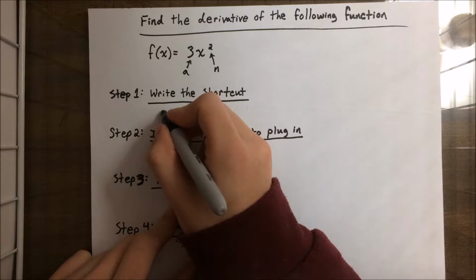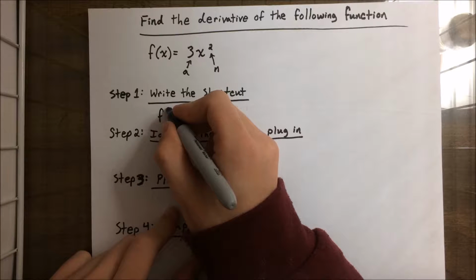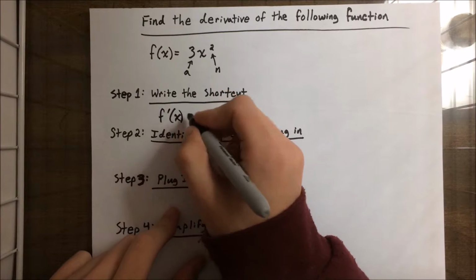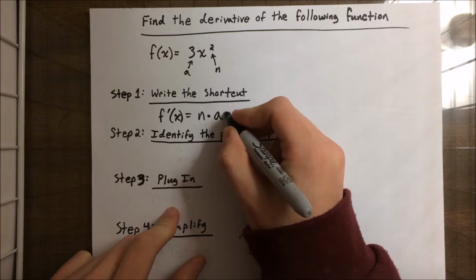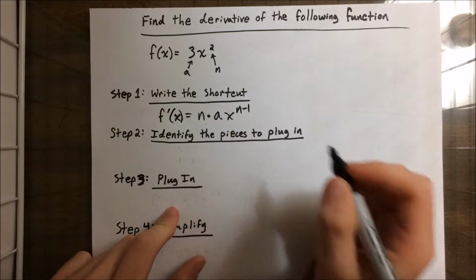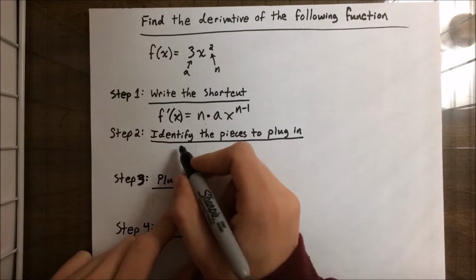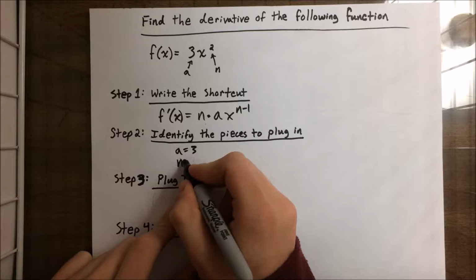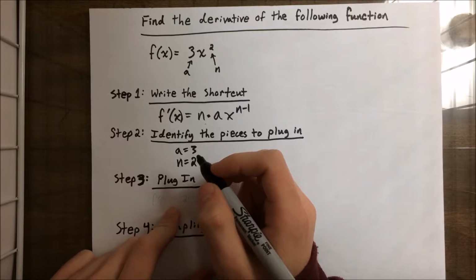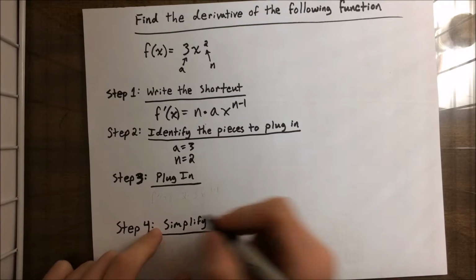So let's go ahead and write the shortcut. f prime of x is equal to n times a x to the n minus 1. Let's identify the pieces to plug in. a is equal to 3, and n is equal to 2. Alright, now let's go ahead and plug it in.